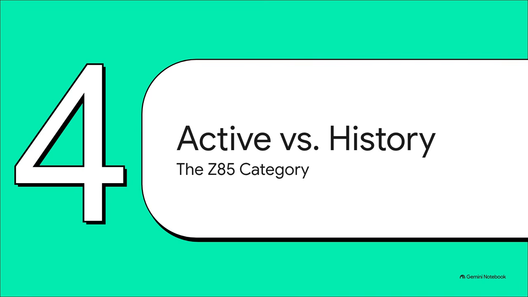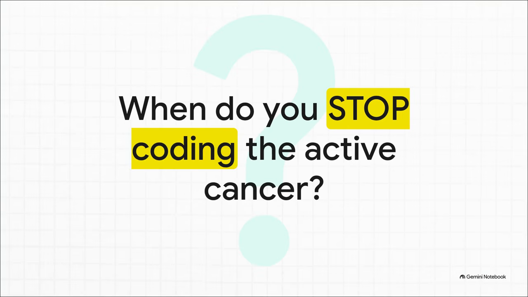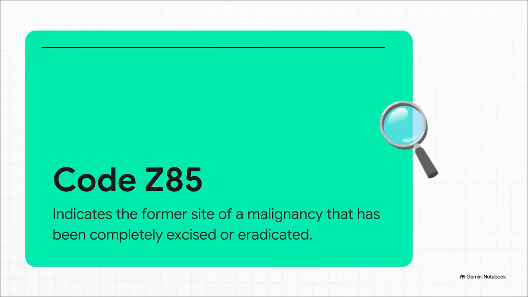Section 4. Active cancer versus personal history, also known as the Z85 category. Now we arrive at the million-dollar question, when do you actually stop coding the active cancer? Knowing exactly when to sever that active cancer C code from a patient's chart is incredibly critical for submitting clean claims and, of course, preventing those dreaded compliance audits. Let's look at the official definition. We use a code from category Z85 to indicate a personal history of a malignant neoplasm. It points specifically to the former site of a malignancy that has been excised or eradicated.